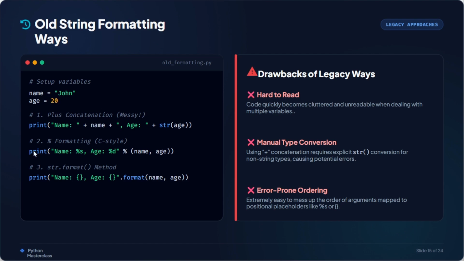Then there comes the second method. This type comes from the C programming language. Although it still works, it's rarely used in modern Python. Then there comes format. This method is much cleaner than the previous two. You still find it in many Python projects. However, today most developers use the f string way.